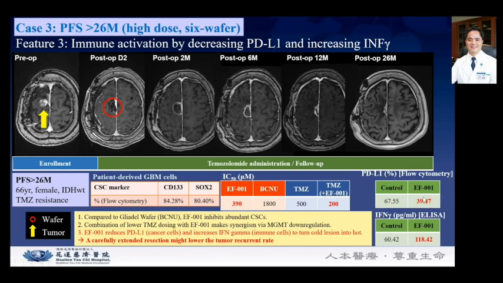Also, it can shut down PD-L1 expression, and elevate interferon gamma expression. So again, this new drug has several molecular mechanisms. They can synergize with temozolomide. They can kill the cancer stem cells. They can shut down PD-L1 expression in cancer cells. They elevate the interferon gamma levels to activate patients' immunity.